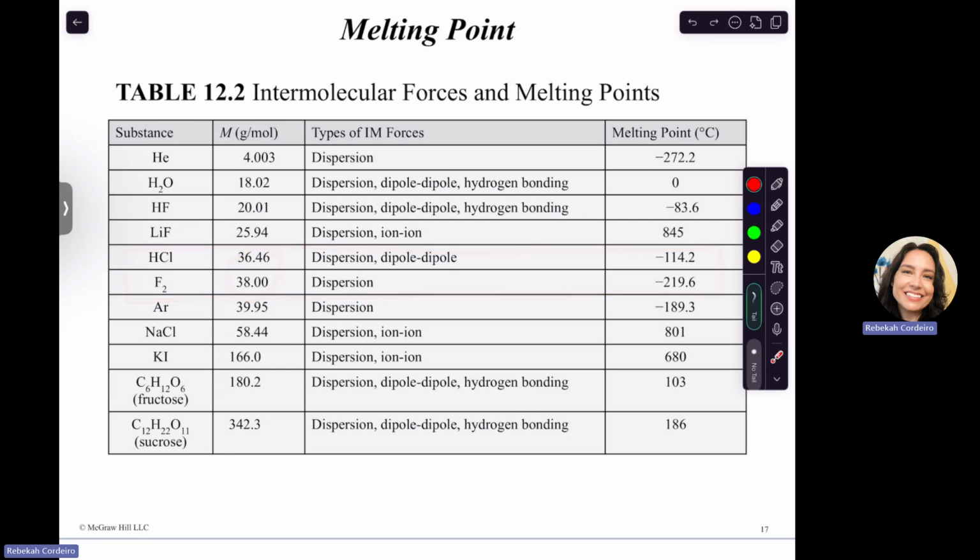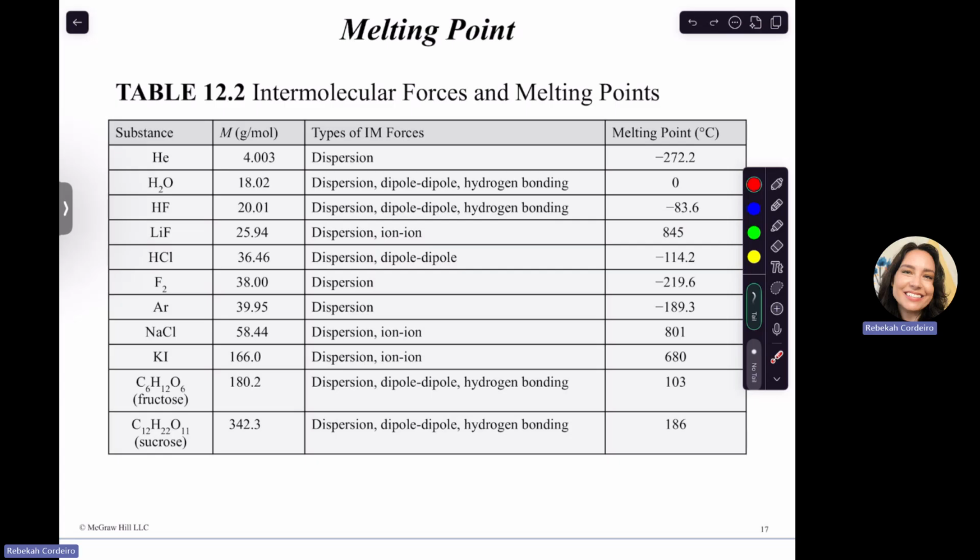Notice also the really big ones. These are the ion-ion interactive forces. So if it's an ionic compound, it doesn't have partial positive and partial negative charges like the other intermolecular forces. We've got full charges here.